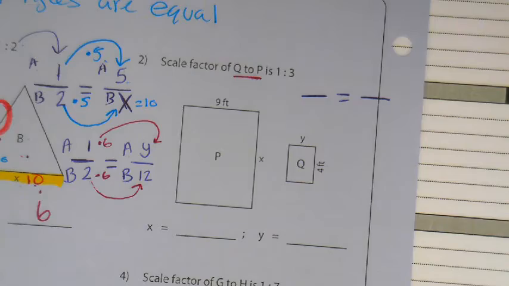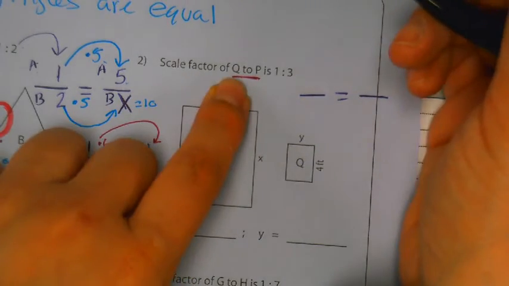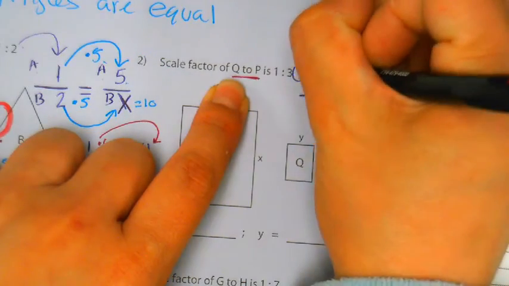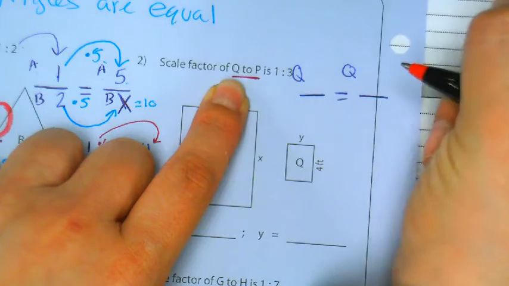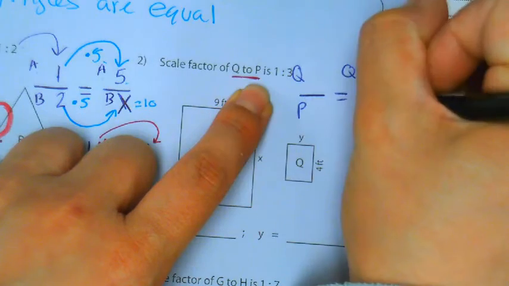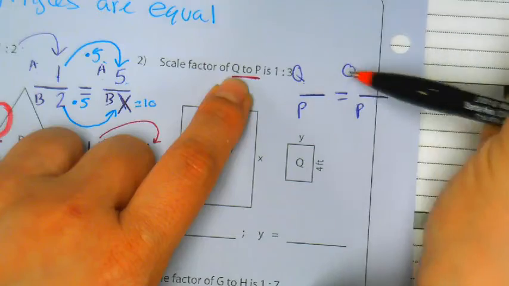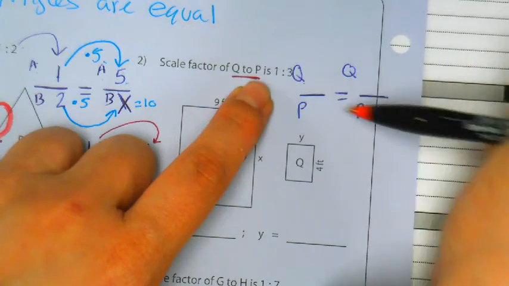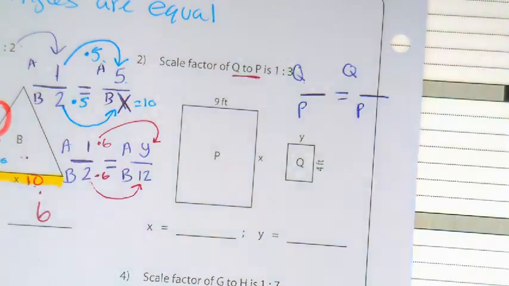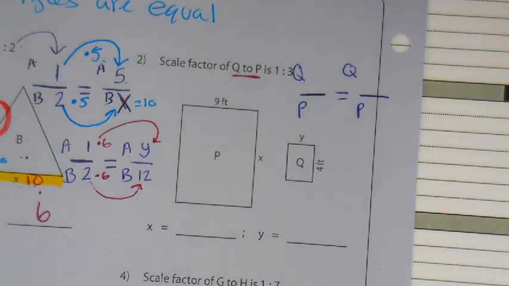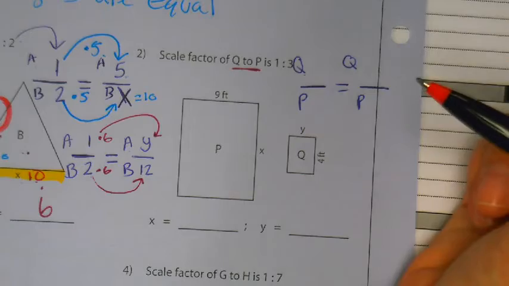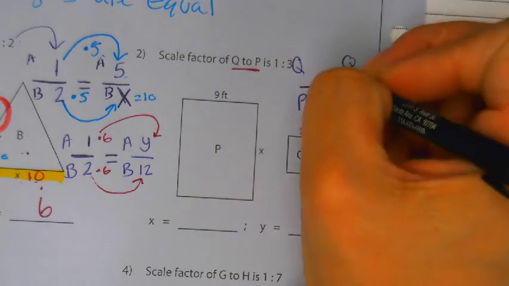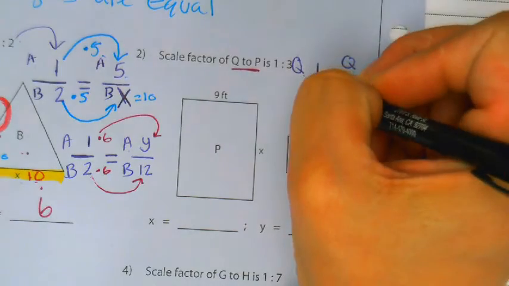Okay, so Q to P. I have to write the Q on the top and the P on the bottom. Q on the top and P on the bottom. Okay? So what fraction do I write first? 1 over 3, because that's what they give you.